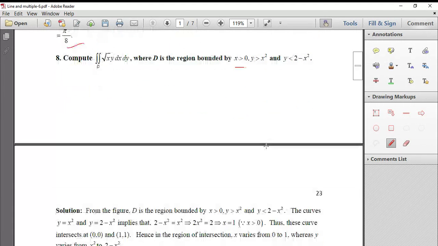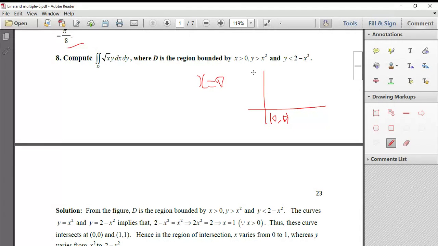Right? And you know that, instead of taking inequality, let us say x equal to 0. What is x equal to 0? That is the y axis. Right? X equal to 0 is the y axis. Am I right? Okay. So this is your line x equal to 0. Put x equal to 0 in this. You'll get y equal to 0. So this is the point where these two curves intersect. X equal to 0 and y equal to x square intersect at 0, 0. Am I right?